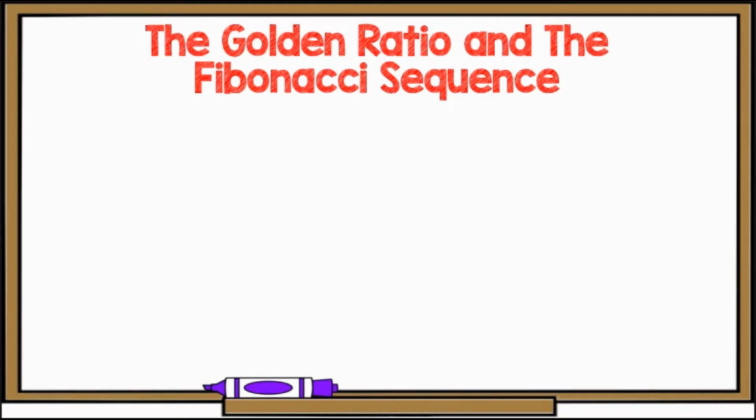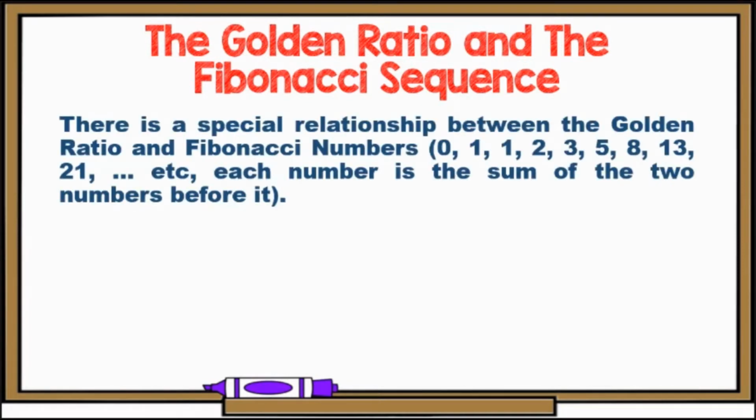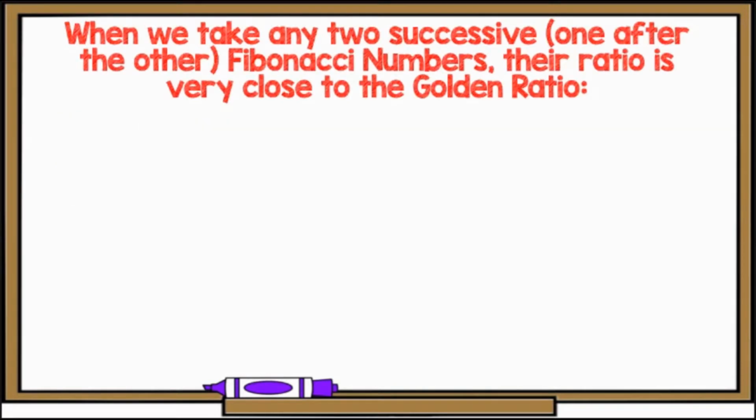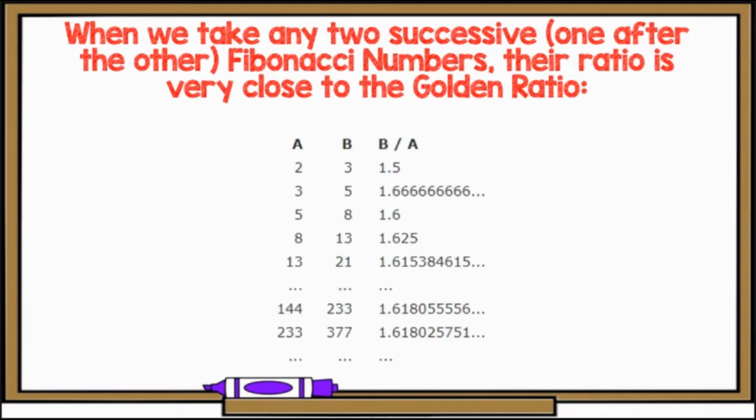So this is the golden ratio and the Fibonacci sequence. Let's discuss the relationship between these two. There is a special relationship between the golden ratio and the Fibonacci numbers 0, 1, 1, 2, 3, 5, 8, 13, 21, and so on. Each number is the sum of the two numbers before it. When we take any two successive Fibonacci numbers, one after the other, their ratio is very close to the golden ratio.